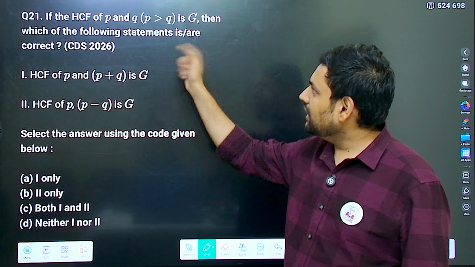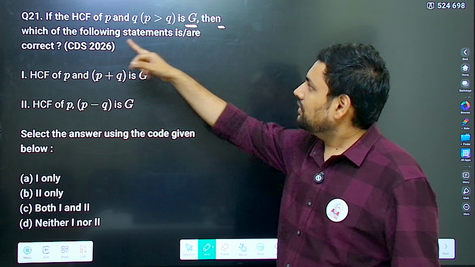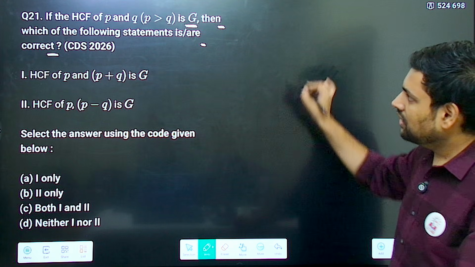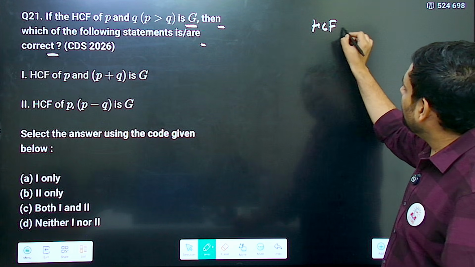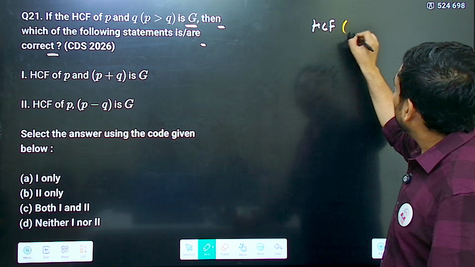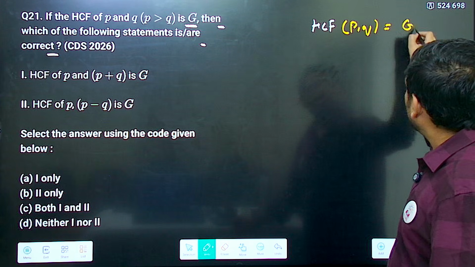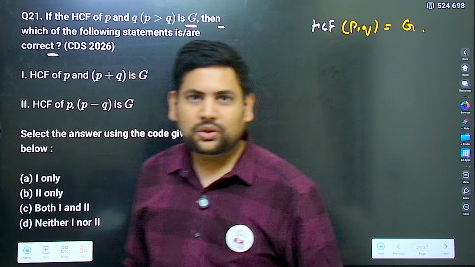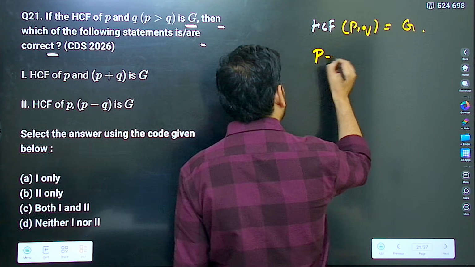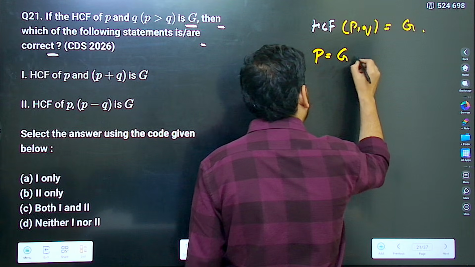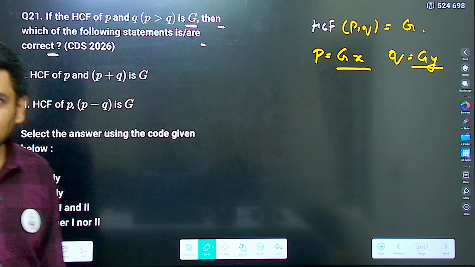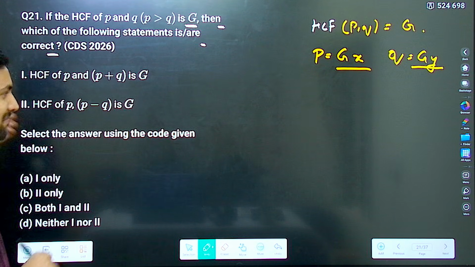If the HCF of P and Q, where P is greater than Q, is G, then which of the following statements is or are correct? That is why we wrote a note. What we wrote as a note: if the HCF of any two numbers is given, for example HCF of P, Q is given as G, then you always write P and Q in terms of G. So P is equal to Gx, correct, and Q is equal to Gy. Correct?